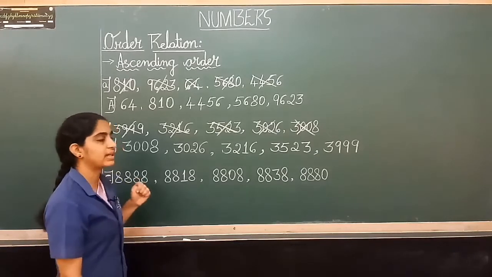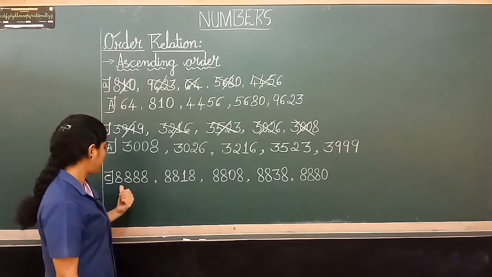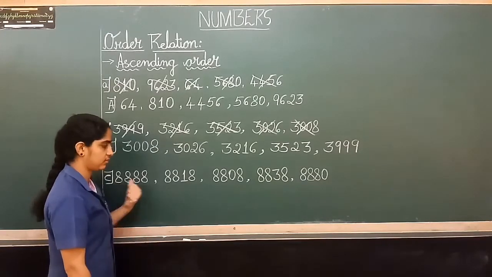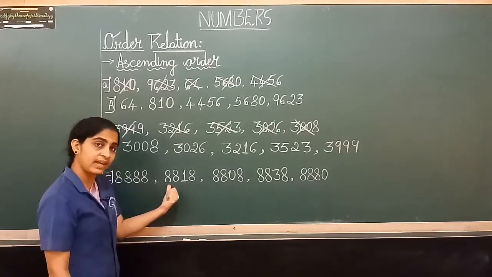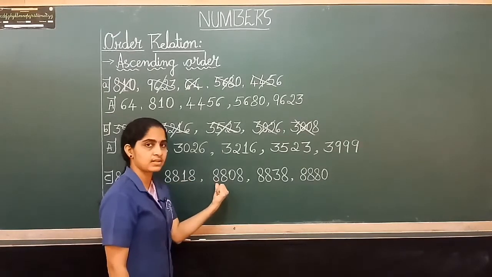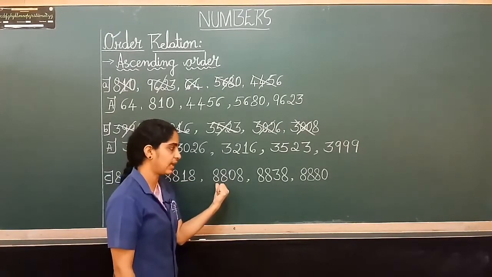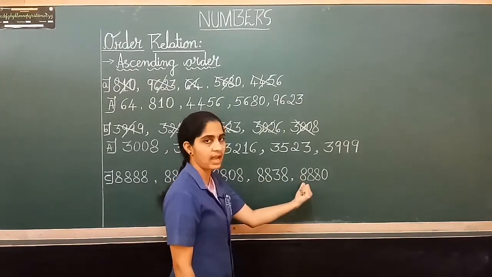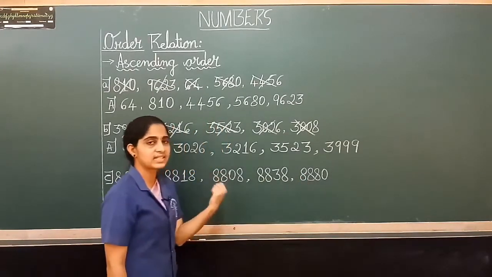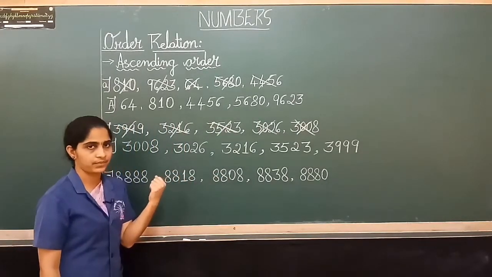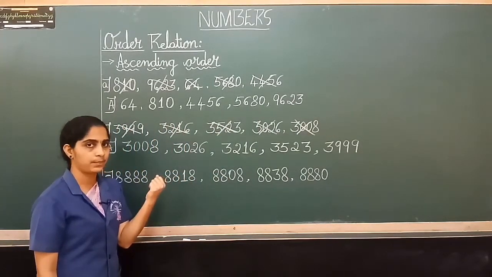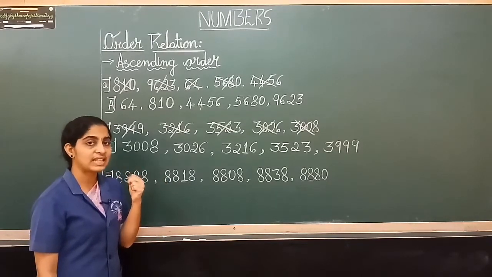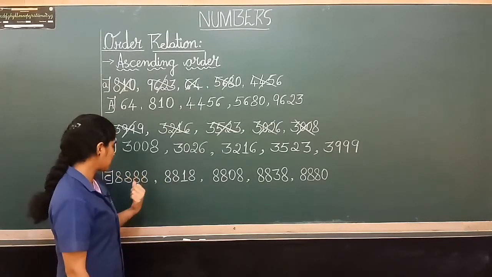We have to compare the first digit. If you compare the first digit, here we have 8. Here also we have 8. In this number also the first digit is 8. Here also we have 8. Here also we have 8. So first digits are same. So what is the next step? We have to compare the second digit of each number. Let us do that one.